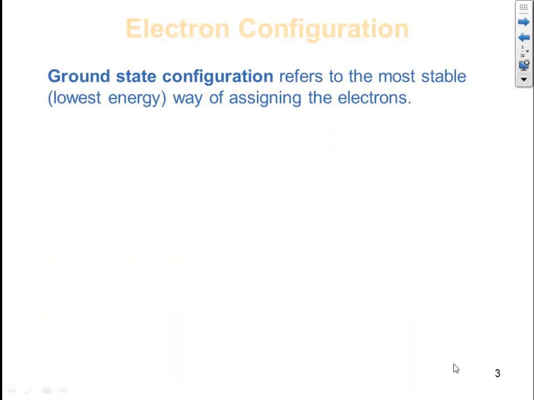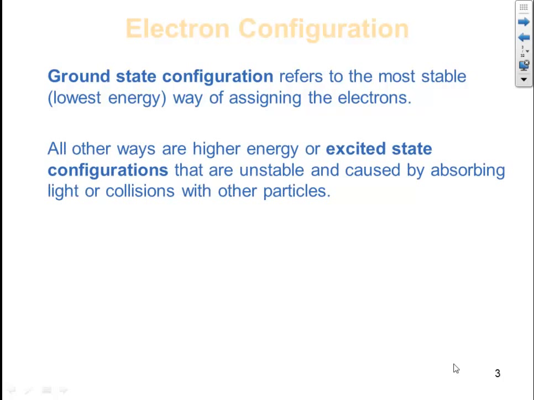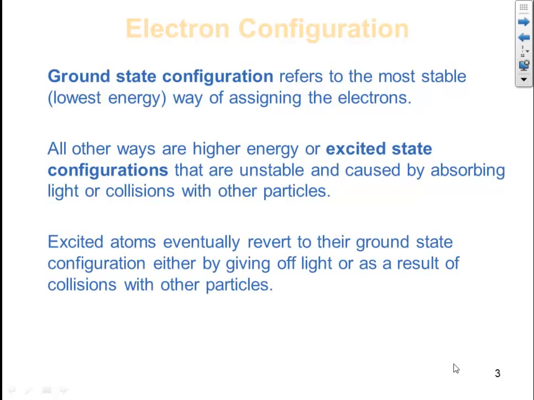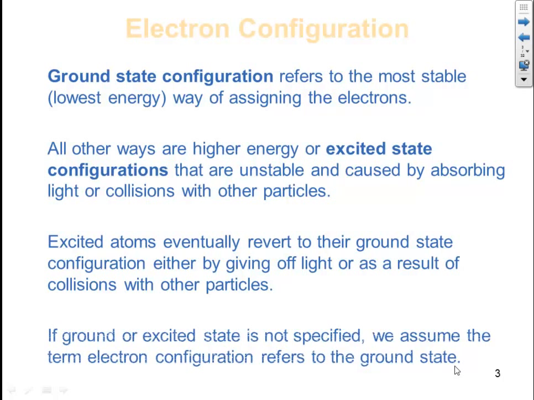Ground state configuration refers to the most stable, lowest energy way of assigning the electrons. All other ways are higher energy or excited state configurations that are unstable and caused by absorbing light or collisions with other particles. Excited atoms eventually revert to their ground state configuration either by giving off light or as a result of collisions with other particles. If ground or excited state is not specified, we assume the term electron configuration refers to the ground state.